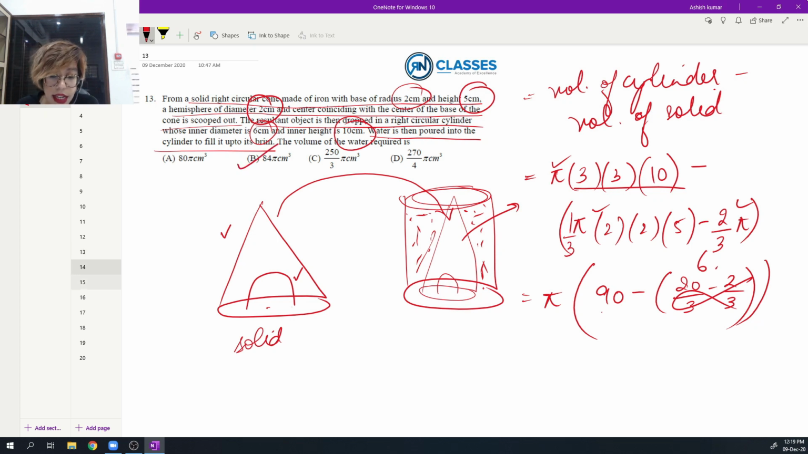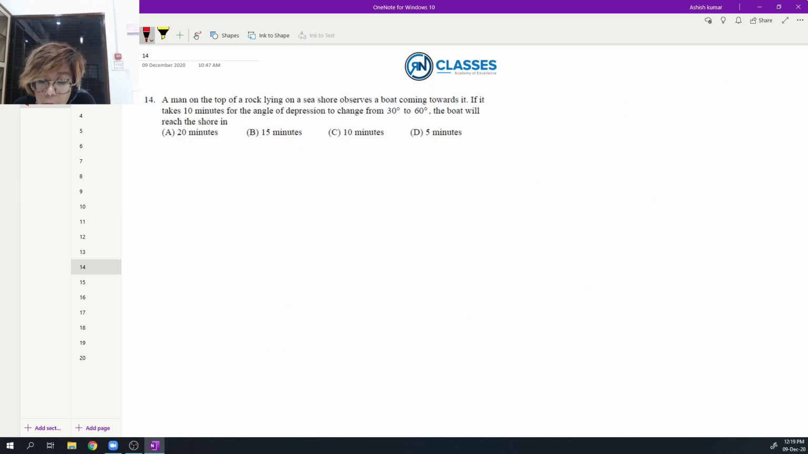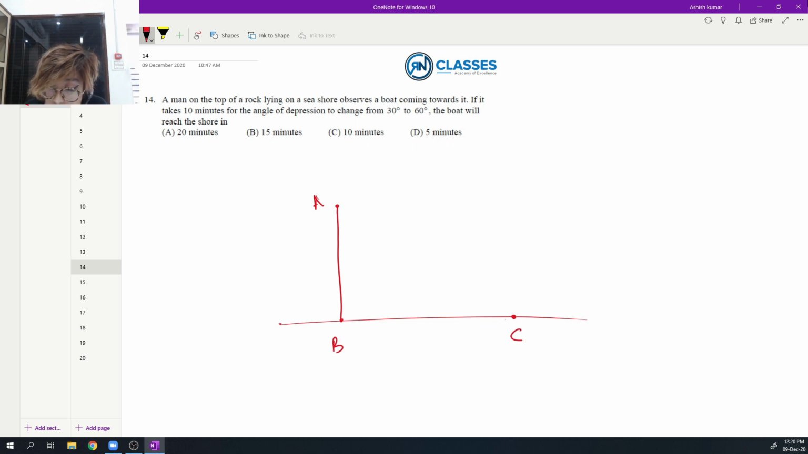Right? Okay. Next one. A man on the top of a rock lying on a seashore. Right. So this is my seashore, suppose, and the man is on the top of the rock. So this here is man at A. He sees a boat approaching it. So suppose boat is here at C point, and it takes 10 minutes for the angle of depression to change from 30 degree to 60 degree. Alright, so initially it was here, then it was here.